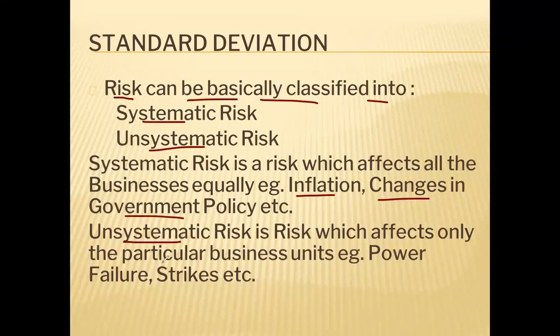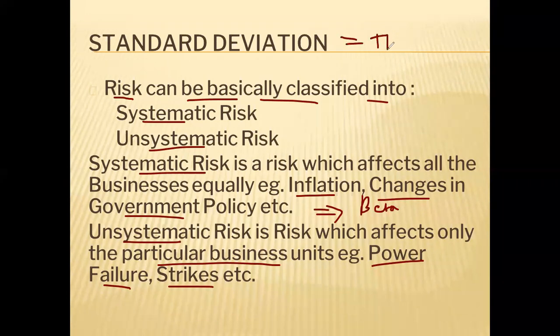And unsystematic risk means risk to a particular business, like power failure, software corruption, strikes, etc. So these are related to a particular business, and systematic risk means it affects all the businesses. Systematic risk can be measured using beta, and total risk will be measured using standard deviation, which is there in the syllabus.